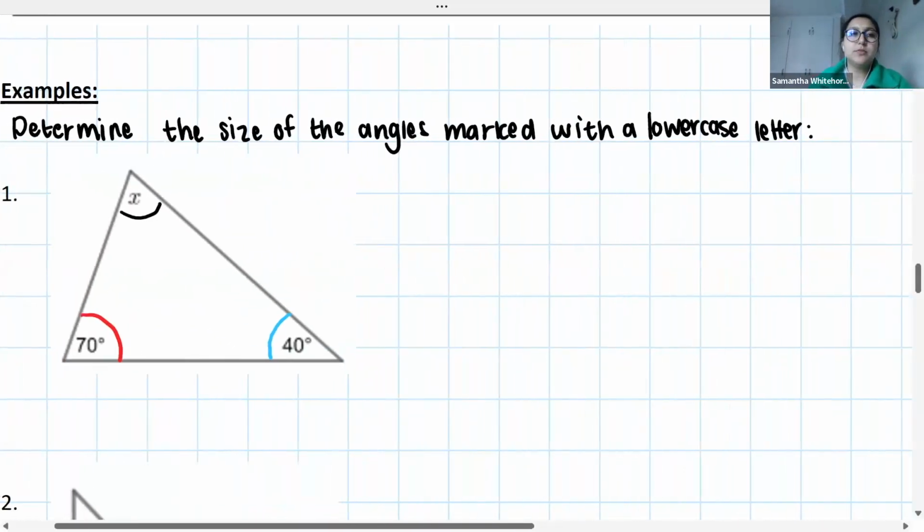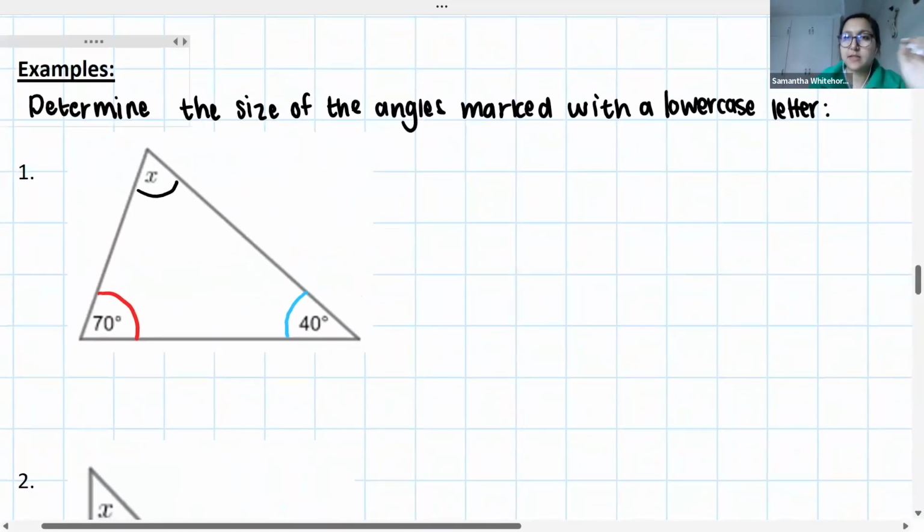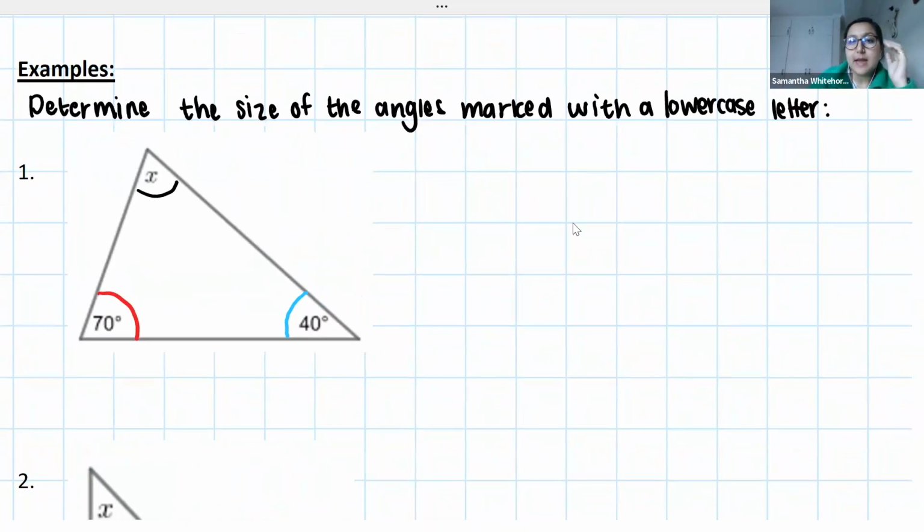Right, so that's our goal. We want to find the size of the angles with a lowercase letter, and we now need to use the information that we've just learned about our reason of sum of angles in a triangle to do that. So exactly, every single triangle, it doesn't matter what the angle sizes are, any triangle, whether it's scalene, isosceles, obtuse angled, right angled, any triangle, all of the angles inside will add up to 180 degrees.